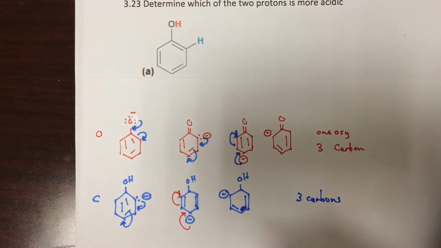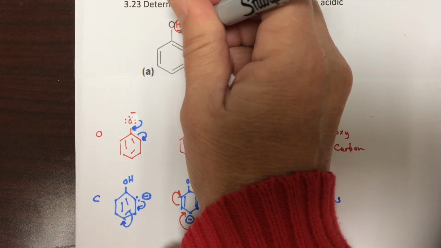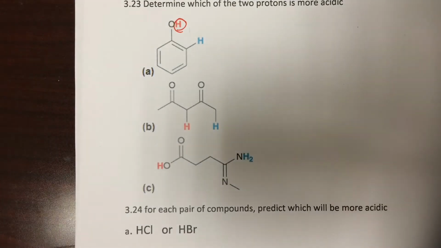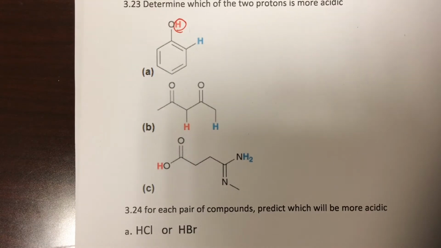So the red one is going to be the more acidic one. It's going to be the one that has the charge spread over more atoms and more electronegative atoms. Let's look at the next one.